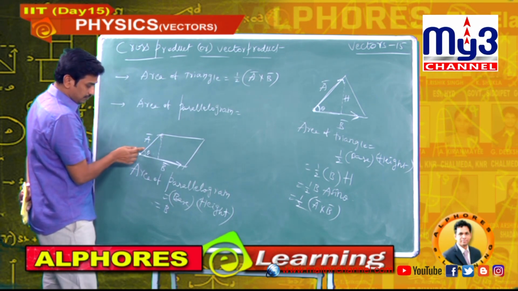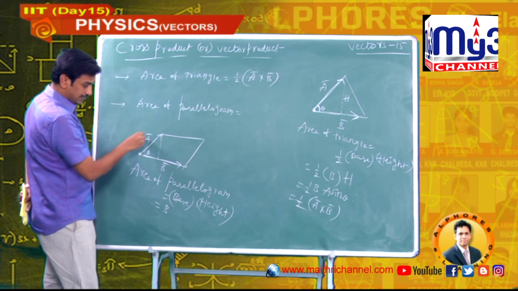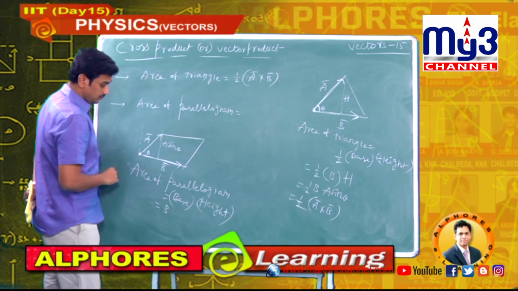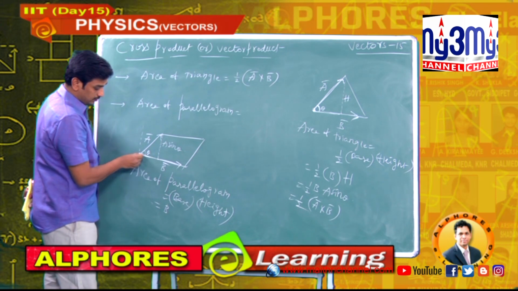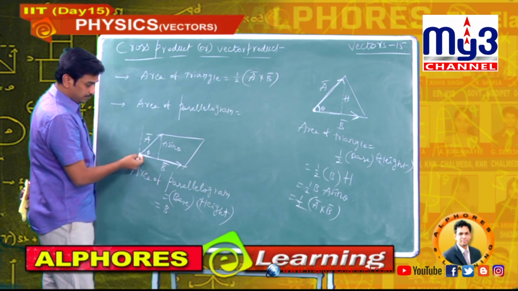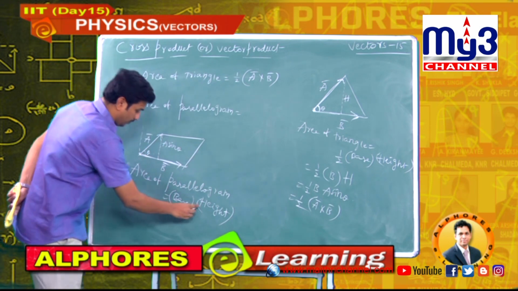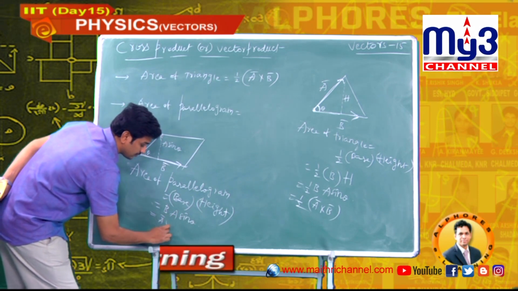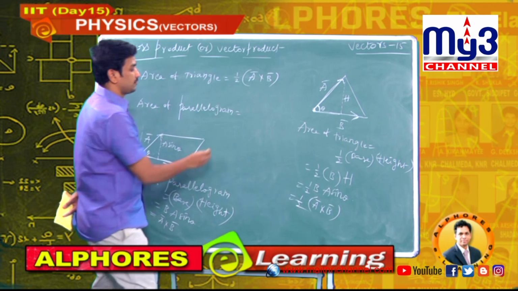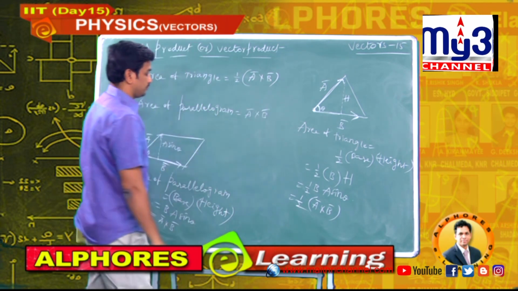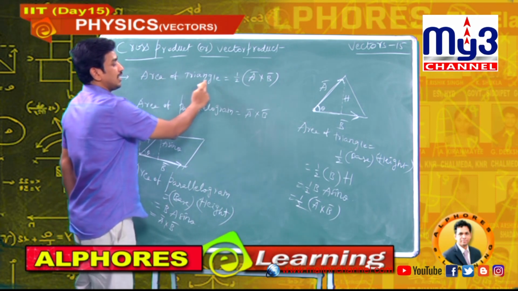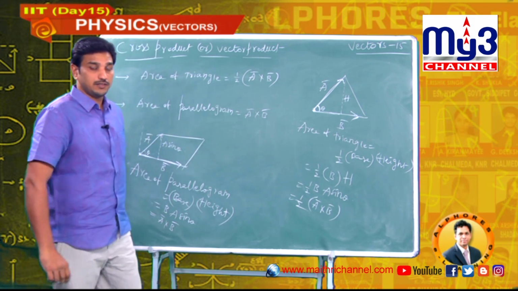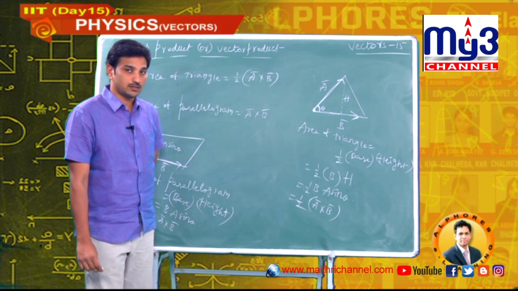Now similarly, A, this side A cos theta, this side A sin theta, parallel shifting. What is the height? A sin theta. Now height is A sin theta. What is the meaning of AB sin theta? A bar cross B bar. Now area of triangle is half into A cross B. Area of parallelogram is A bar cross B bar. These two formulas we should remember to solve numericals depending on this concept.